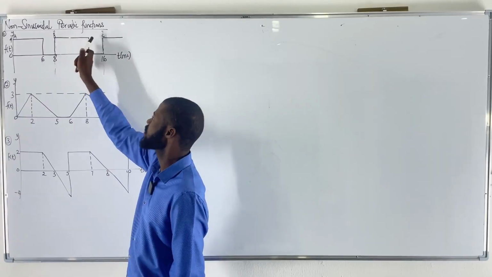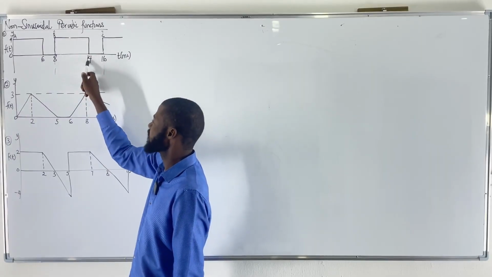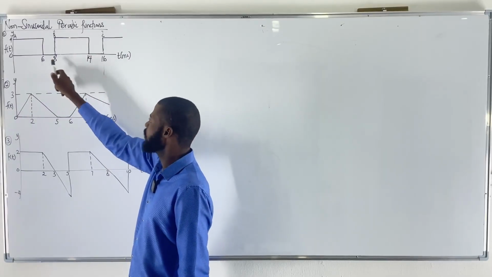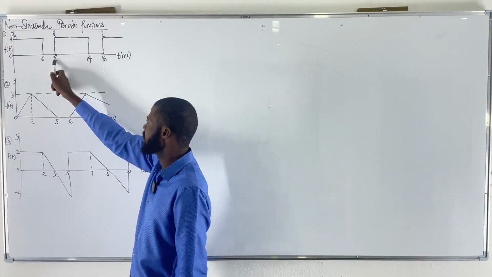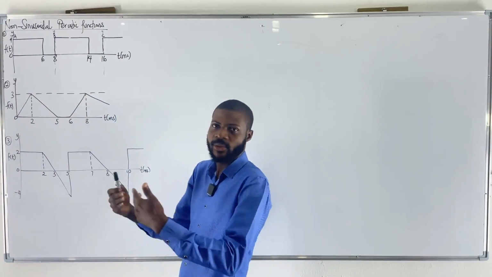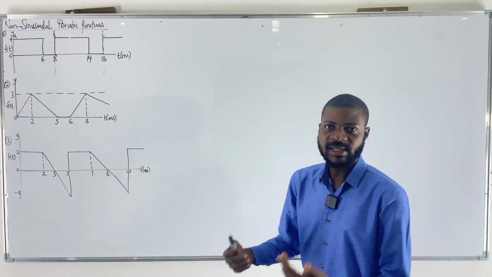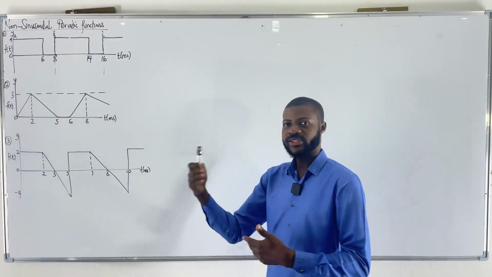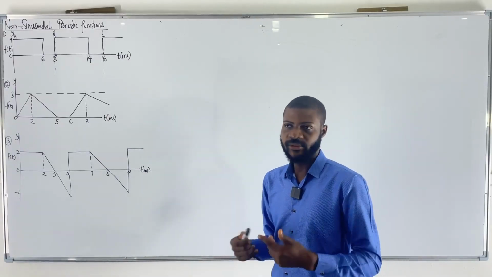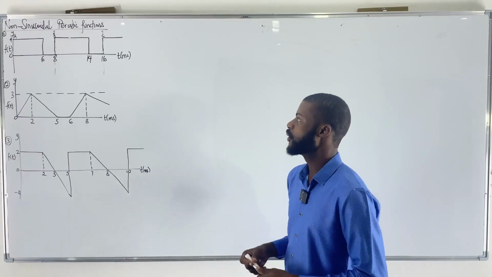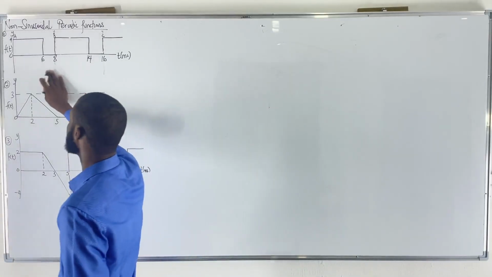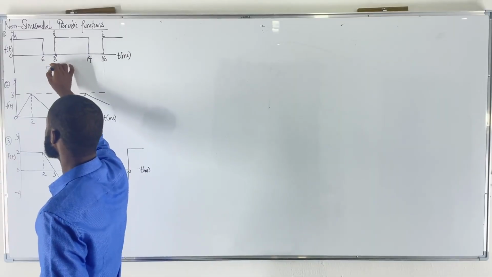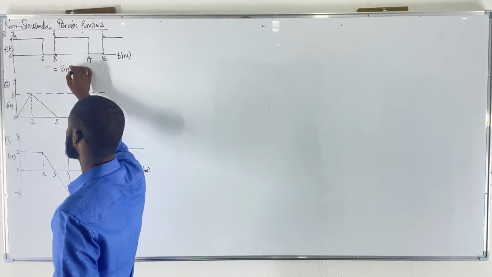In this case, if you notice, when you add 6 to 8, you get 14. So when you add this same 6 to this 8, you get 14. It's the same thing. It's still the same function, but it's just a continuation. So it's still repeating, it's just a continuation. So I can say that the period here is equal to 8. So T is equal to 8 milliseconds.